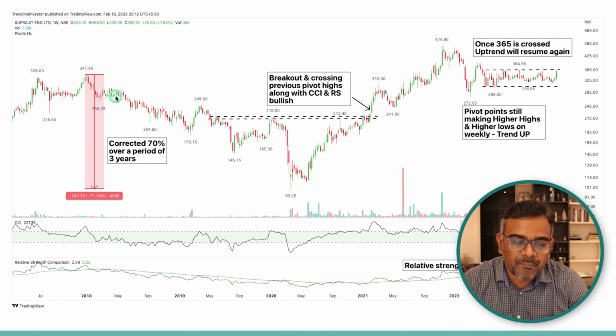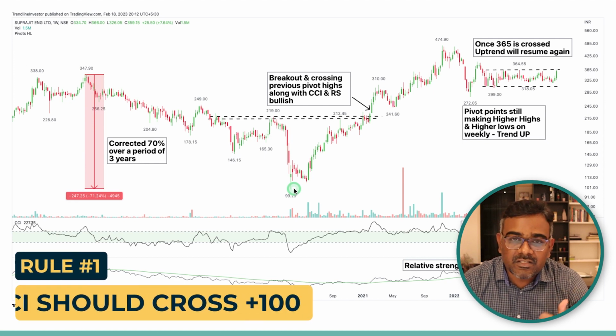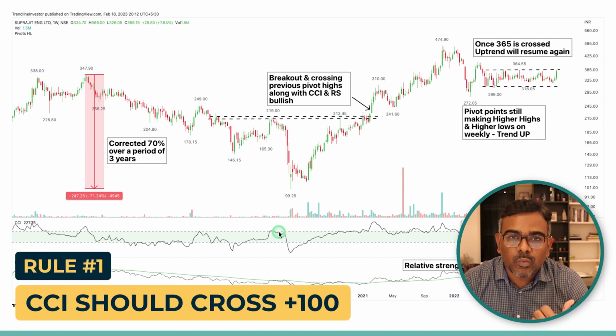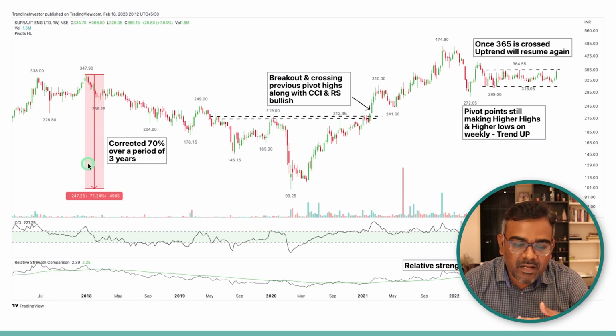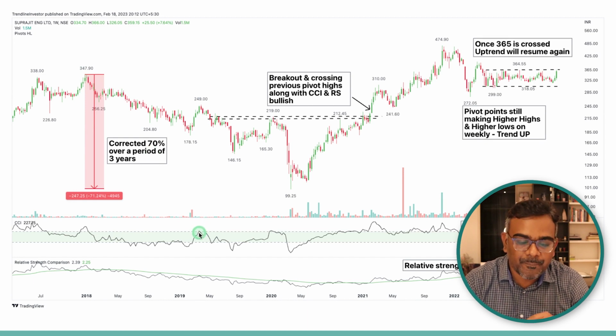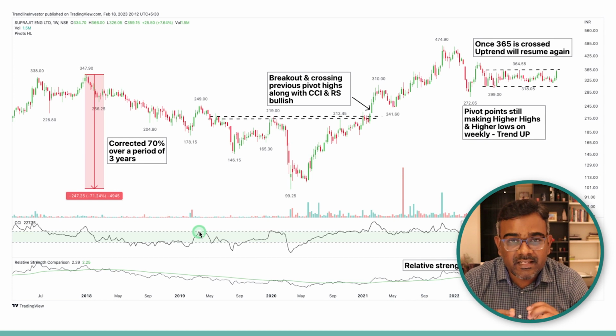In this stock here, the stock corrected almost 70% from that point until the COVID lows. So the first rule is CCI will have to cross 100, which means CCI has to go above the green line on the weekly charts. The first time after this high here, the first time CCI went above 100 was at this point over here. That indicates bullishness.